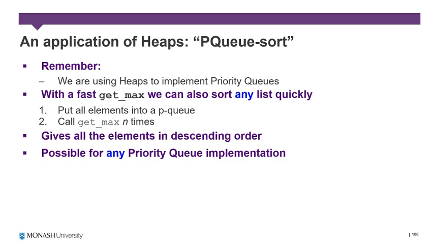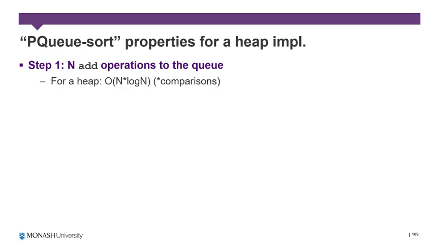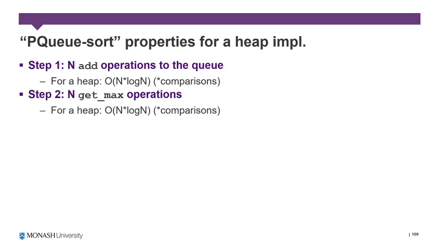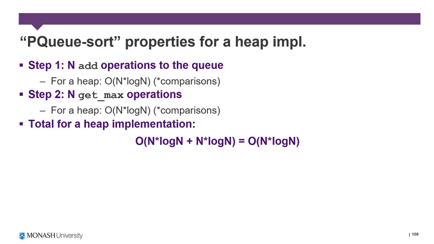This is possible for any priority queue implementation, but it's only really worth it if it's going to be fast. Okay, so let's have a look at it. If we're using a heap, remember that the add was n log n multiplied by each of the comparisons. If we look at the get max for a heap, it's n log n multiplied by the comparisons, so it's the same. Therefore, the total for a heap implementation would be n log n plus n log n, which equals n log n.